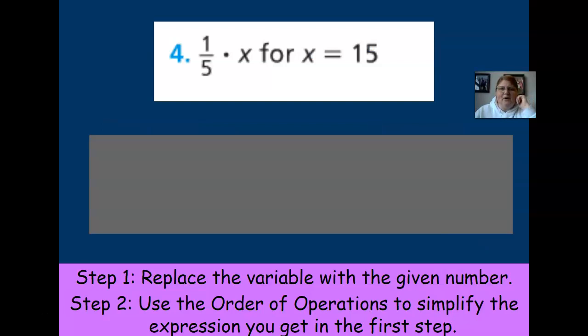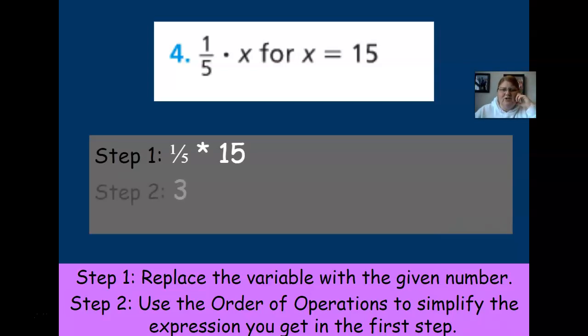Okay, next example. 1/5 times x for x is equal to 15. Okay, pause the video and solve the expression. Okay, step 1, you should have 1/5 times 15. Step 2, you should have ended up with 3.